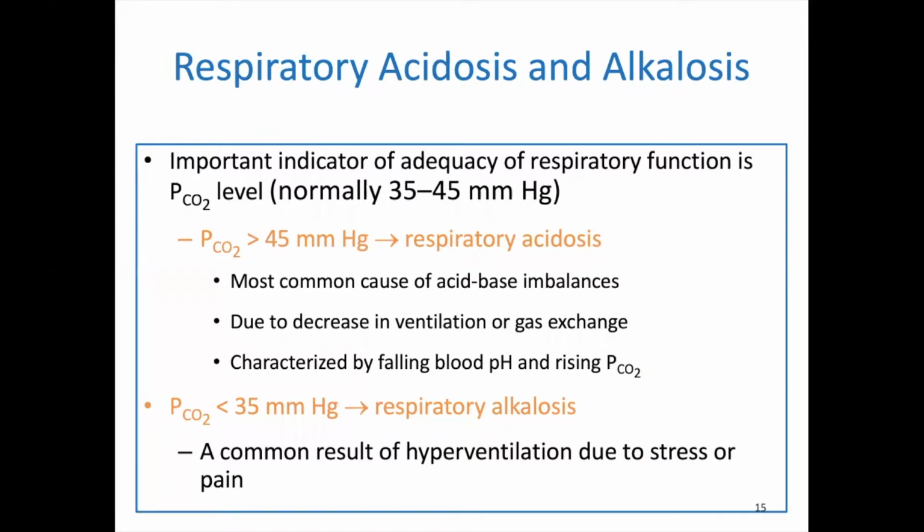It is the most common cause of our acid base imbalances, and it's usually because we're having difficulties breathing. So we get a decrease in the ventilation, or for some reason, the gas exchange is not happening as effectively. So there may be fluid that has built up within the lungs, and it's compromising that gas exchange. And we will see this by having a drop in our pH and then a rise in our partial pressure of carbon dioxide.